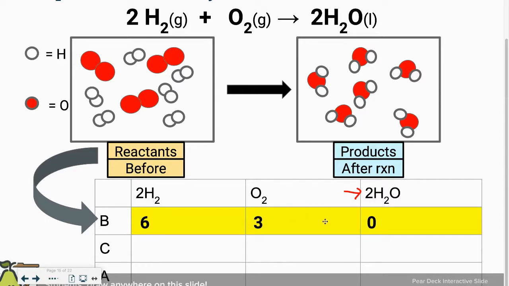All right. And in the before line, that's before, do we have any H2O? No. So that's 0. Okay. No H2O in the reactants. Okay, so that stays as 0. And so that's our before line. That's what goes in before. These are the reactants.